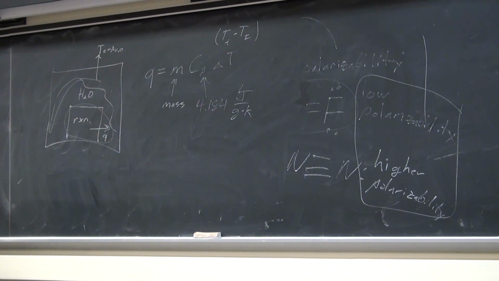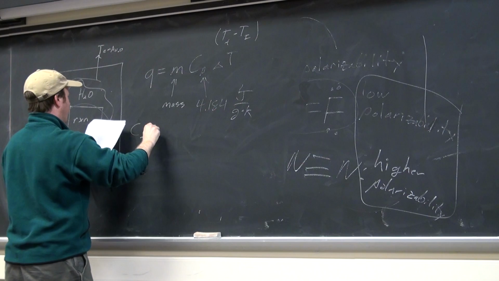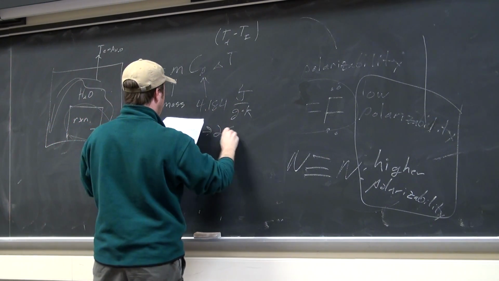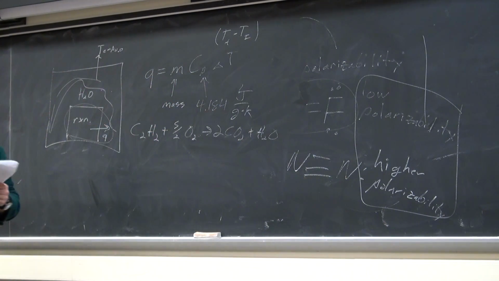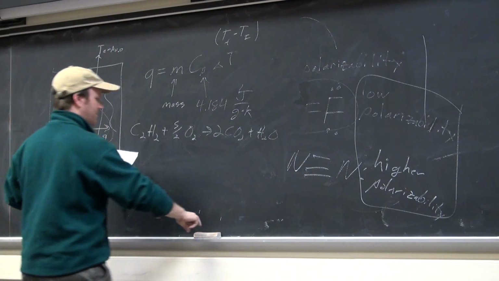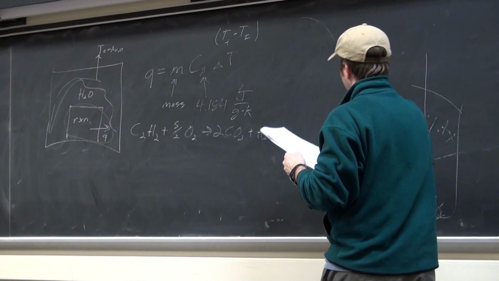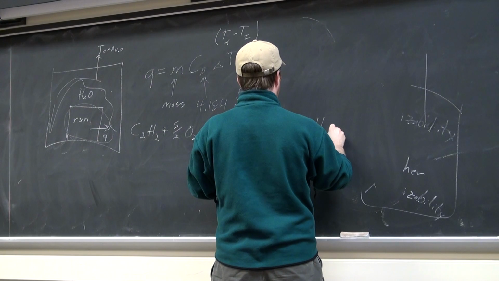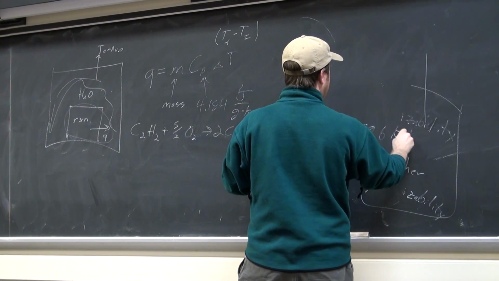Okay, I know why this one was tricky. So this is the reaction. What type of reaction is this? Combustion, right? We're combining oxygen with something. So the delta H for this reaction is 1299.6 kilojoules. What does that mean?